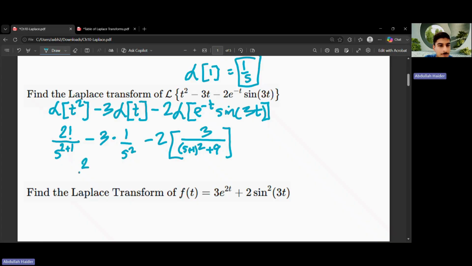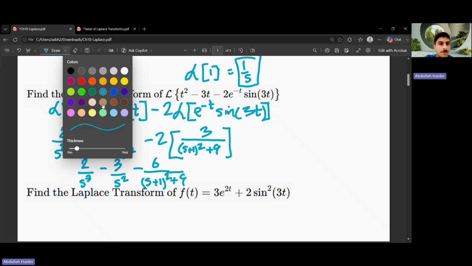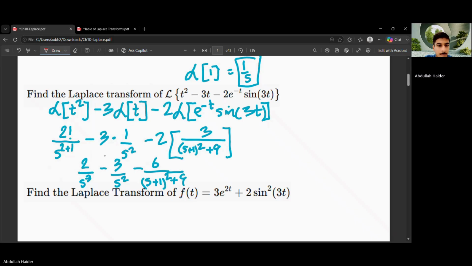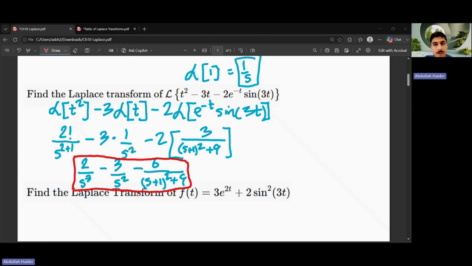So you get 2 over s power 3 minus 3 over s squared minus 6 over s plus 1 squared plus 9. And this is your final answer. This is your final answer for the Laplace transform of this function.